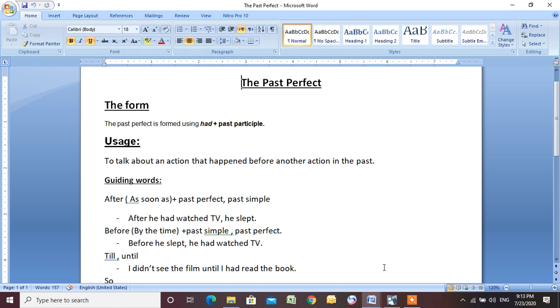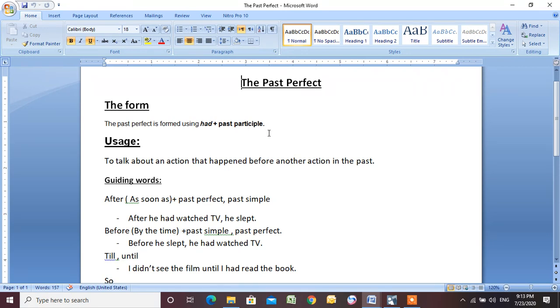In the first part, we talked about the difference between the past simple tense and the past continuous tense. Now, I will explain the past perfect tense. This tense is completely new for you. So, how can we form this tense? The past perfect is formed using had plus the past participle.